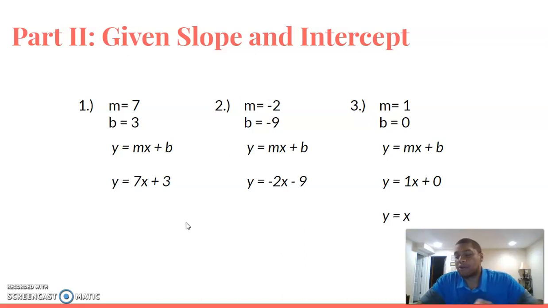y equals x. You're not going to get this example, but sometimes the y-intercept will come out to be 0, sometimes the slope will come out to be 1. If either of those things happen, you really don't have to write them. Again, you can if you need to, but I'm wagering by the end of this, you won't need to anymore.